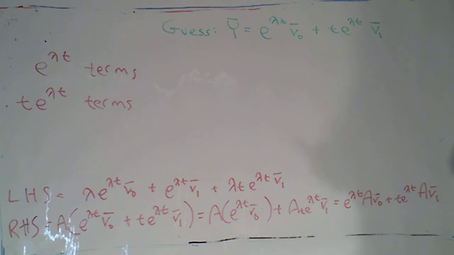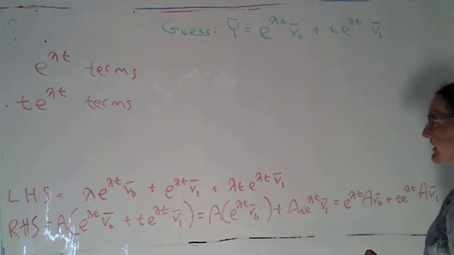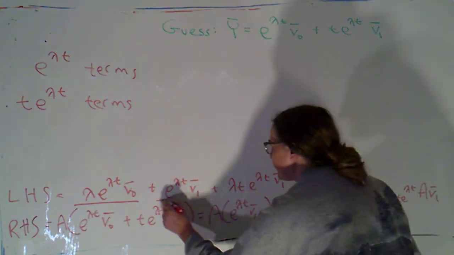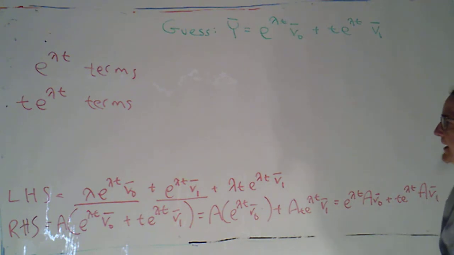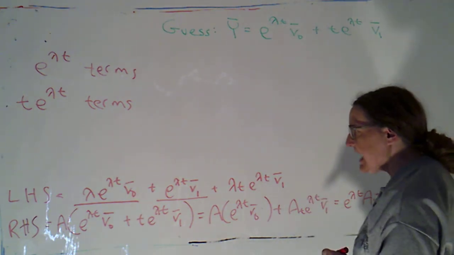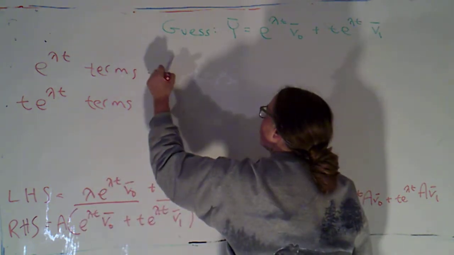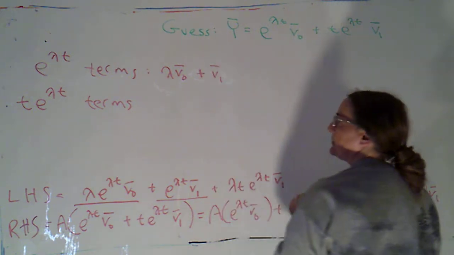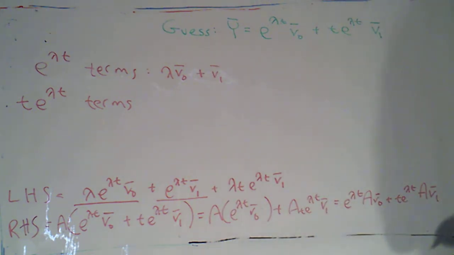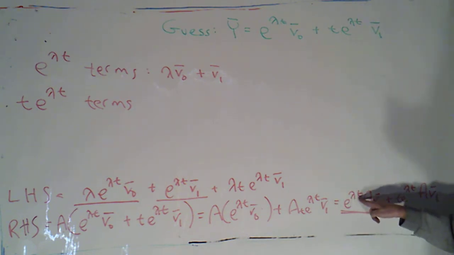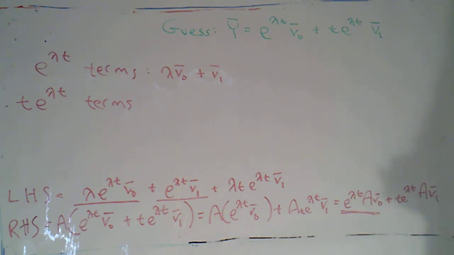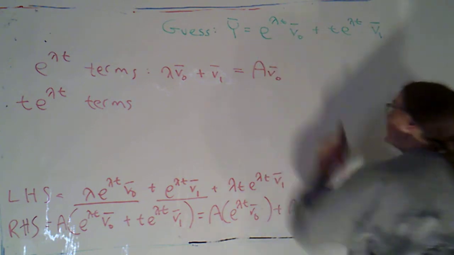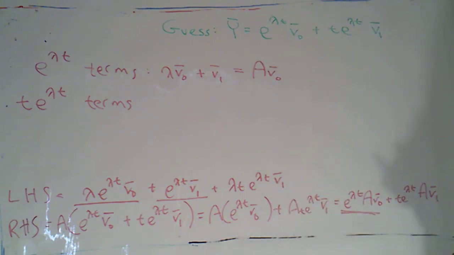Now, if I look at the left-hand side, the terms that have an e to the lambda t in them, and that's the only place where t shows up, is this term and this term. So if I look at how many copies of e to the lambda t I have here, it's being multiplied by lambda times v naught plus v1. And on the right-hand side, this is the only term I have where the only place t shows up is in the e to the lambda t, and that's a v naught. So if this is going to work, that equation has to be true.